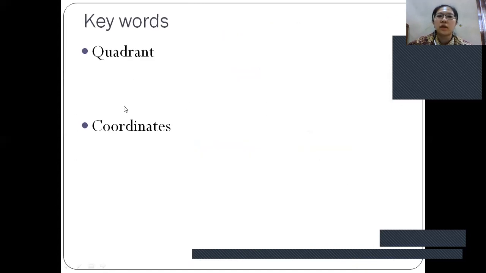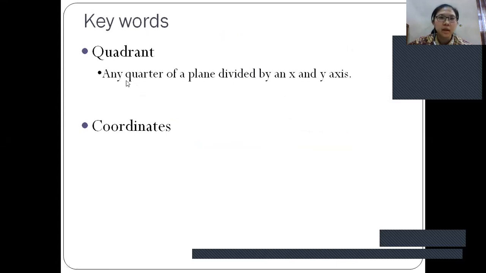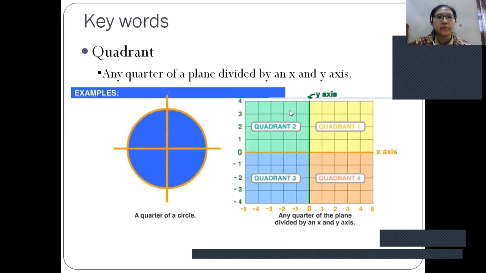There are key words which are important in coordinates: first, quadrant, and coordinates. What is a quadrant? Any quarter of a plane divided by an x and y axis is a quadrant. For example, a quarter circle is one quadrant. So in coordinates, this part is called quadrant 1, this is quadrant 2, quadrant 3, and quadrant 4.